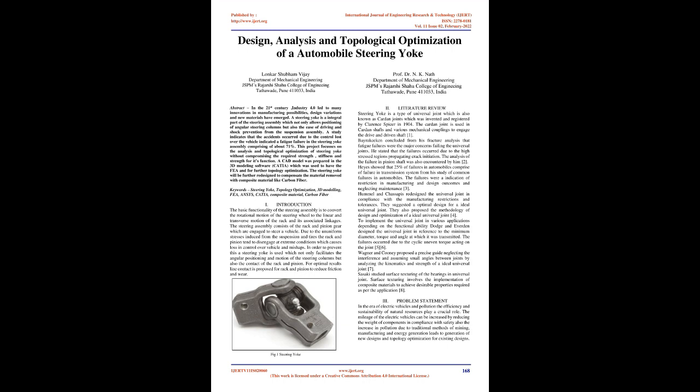This project focuses on the analysis and topological optimization of the steering yoke without compromising the required strength and stiffness for its function. A CAD model was prepared in the 3D modeling software CATIA, which was used for the FEA and for further topology optimization. The steering yoke will be further redesigned to compensate for the material removed with composite material like carbon fiber. Keywords: steering yoke, topology optimization, 3D modeling, FEA, CATIA, composite material, carbon fiber.